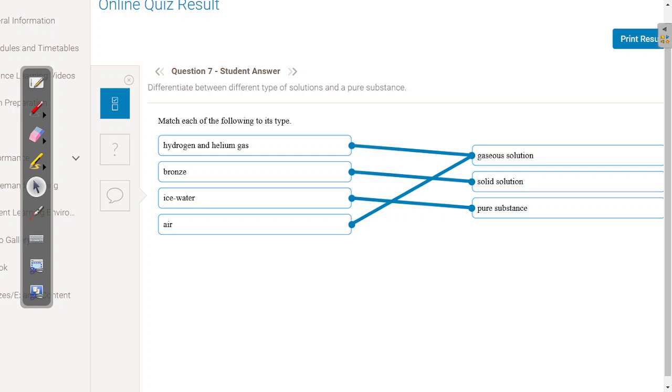Okay, bronze, it's a solid solution, because yeah, bronze is an alloy. Ice water, it's a pure substance because it's just water on its own. Air is a gaseous solution because it has nitrogen and oxygen and carbon dioxide, all this stuff.